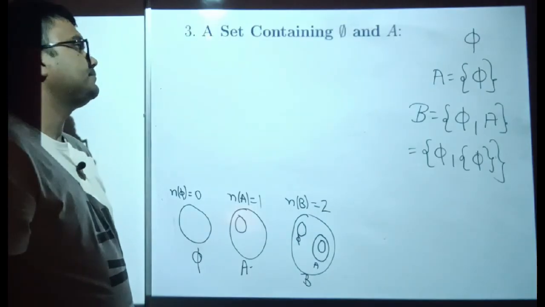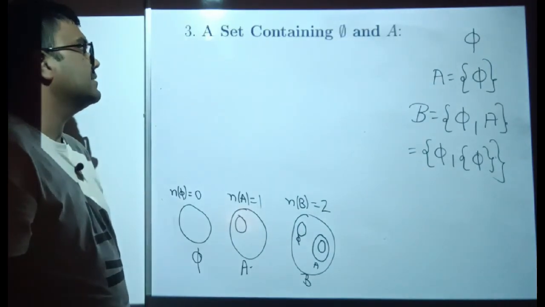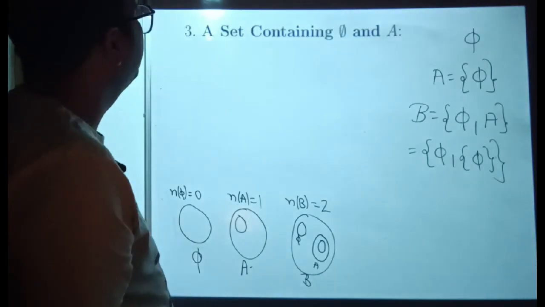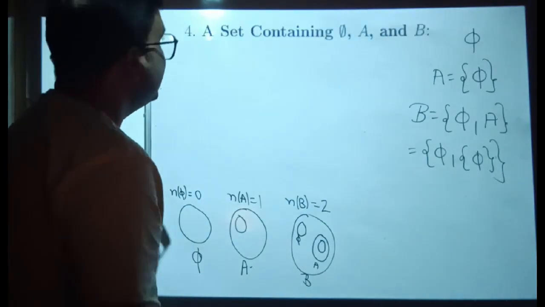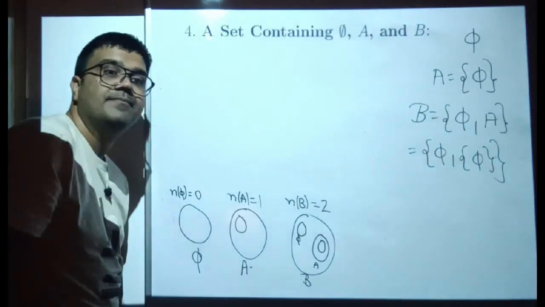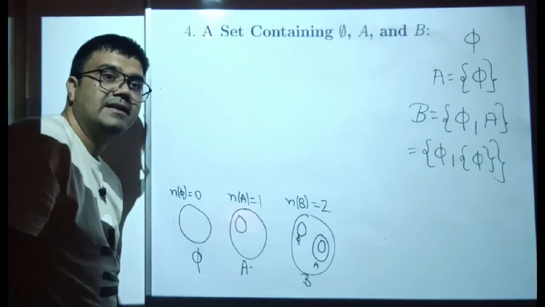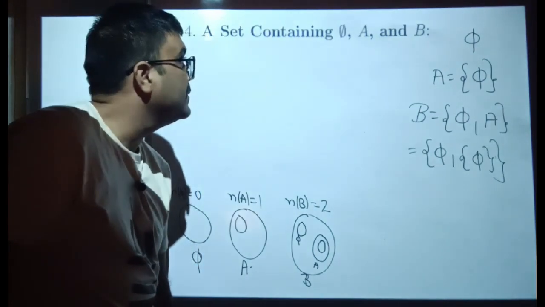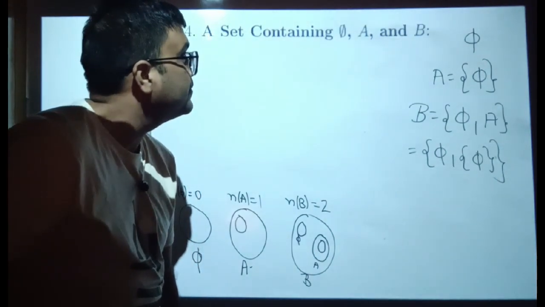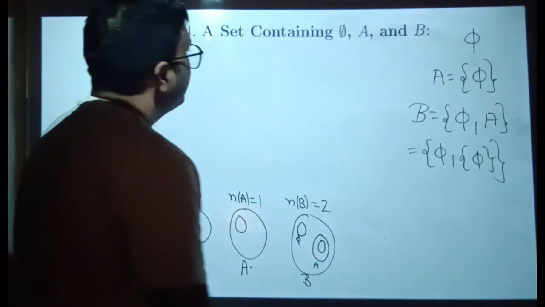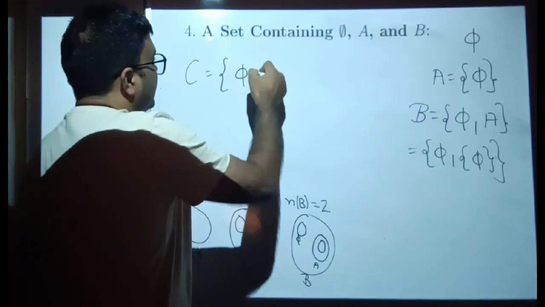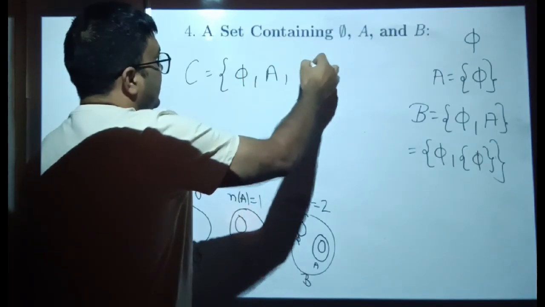Next, consider another set and that set contains phi, A and B. Now this set contains phi, A and B. So what will happen over here? Suppose this is the set C. It contains phi, A and B.